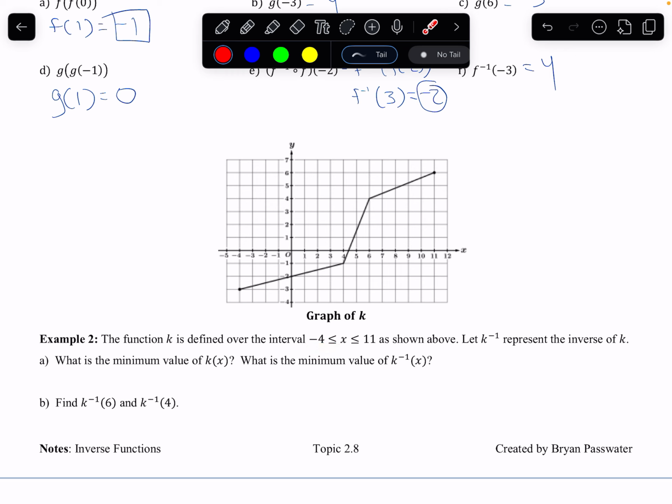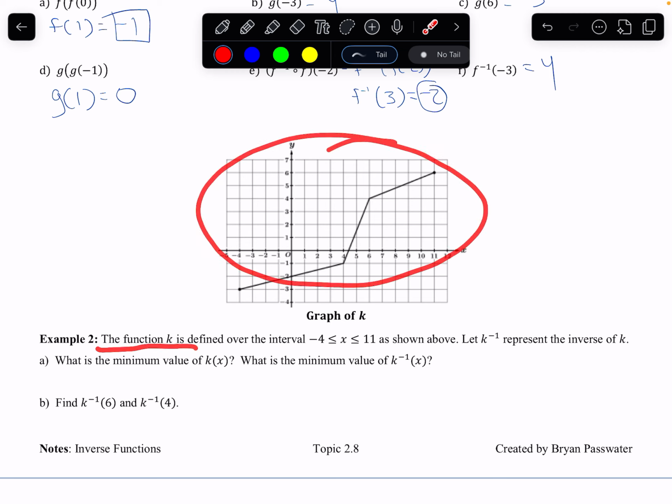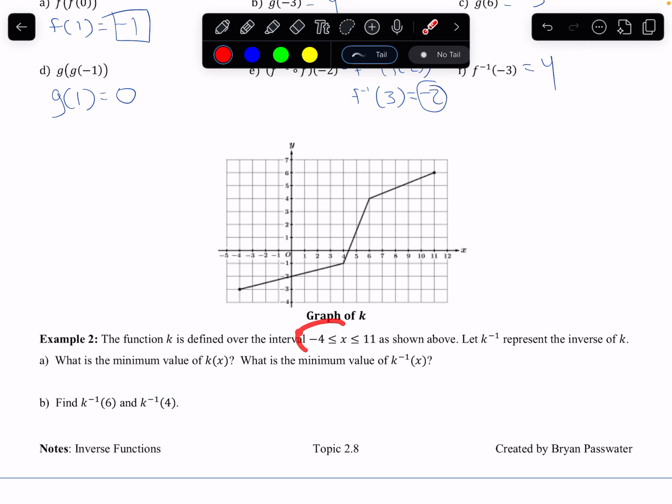We are going to let the inverse of k, that is the inverse of k. So let this represent the inverse of k. So again, the function k is this. It's defined on this interval, as you can see, -4 to 11. And this symbol just means the inverse of this. So this is the inverse of k.